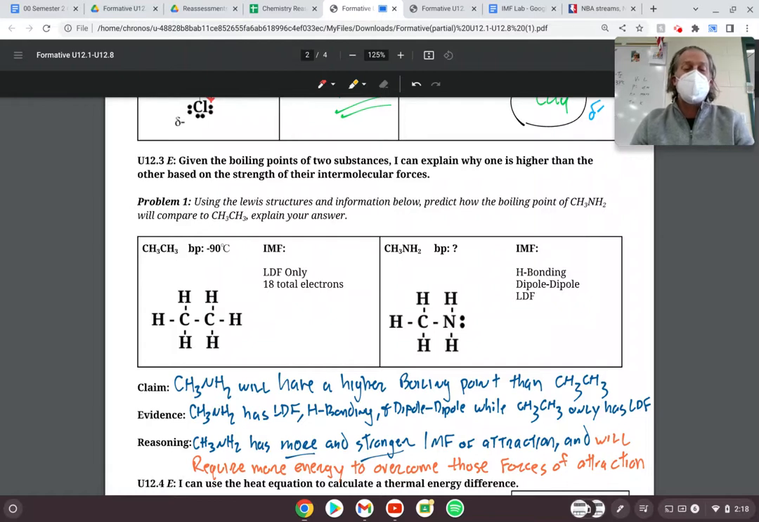The reasoning that you're going to want to be able to provide is that CH3NH2 has more and stronger intermolecular forces of attraction and will require more energy to overcome those forces of attraction. So for complete credit, I need you to tell me in your reasoning that the intermolecular forces are stronger and that they will require more energy to overcome those forces of attraction. So I need both of those pieces. Questions?